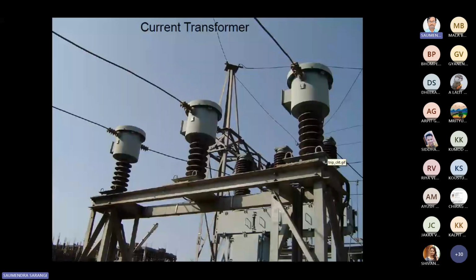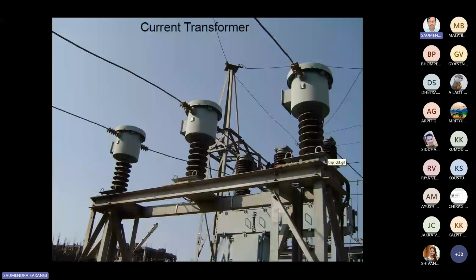So the PT will always be connected in parallel. However, the CT is connected in series. So basically with the CT, if you observe, one wire is incoming and the other wire is outgoing. It is also useful for measurement of our current.